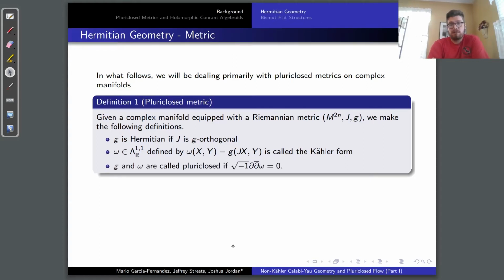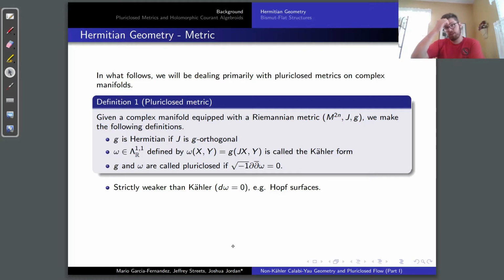g and J are called pluriclosed if i ∂∂-bar of omega is 0. Sometimes you'll see this written in terms of real operators as d d^c of omega is 0. Typically speaking, we abuse notation and treat g and omega on the same footing, so we call both pluriclosed. Something to notice is that the pluriclosed condition is strictly weaker than the Kähler condition.